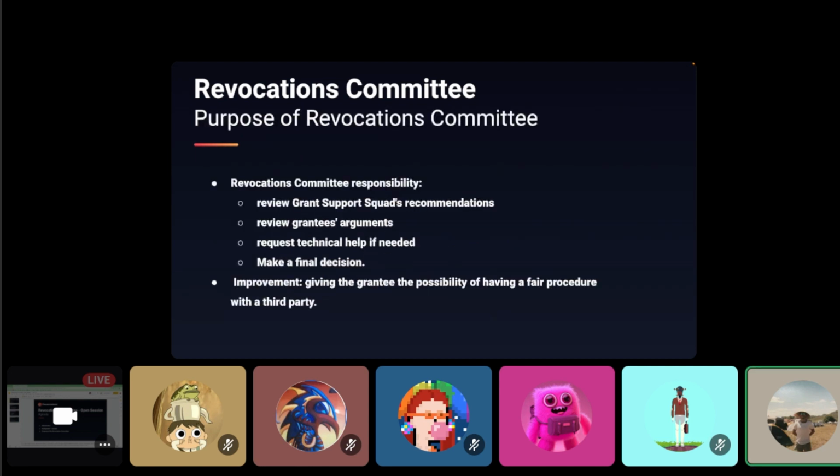So the purpose of this Revocations Committee, as Fede mentioned before, is that we went through a governance process and the community voted that the Grant Support Squad should present each case with arguments and recommendations and assign responsibility for the decision to a new committee. This procedure resolves the problem by changing the power that our squad has in the process, because this committee will have the sole responsibility for reviewing our recommendations, reviewing the grantee's arguments, requesting technical help if needed, and making the final decision, giving the grantee the possibility of a fair procedure with a third party.